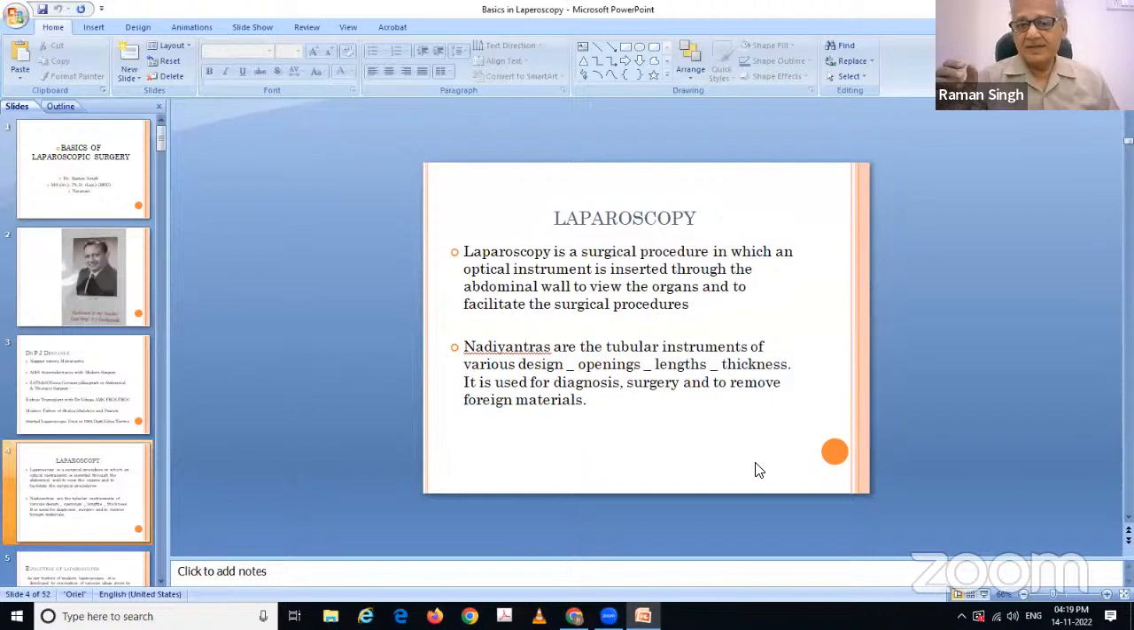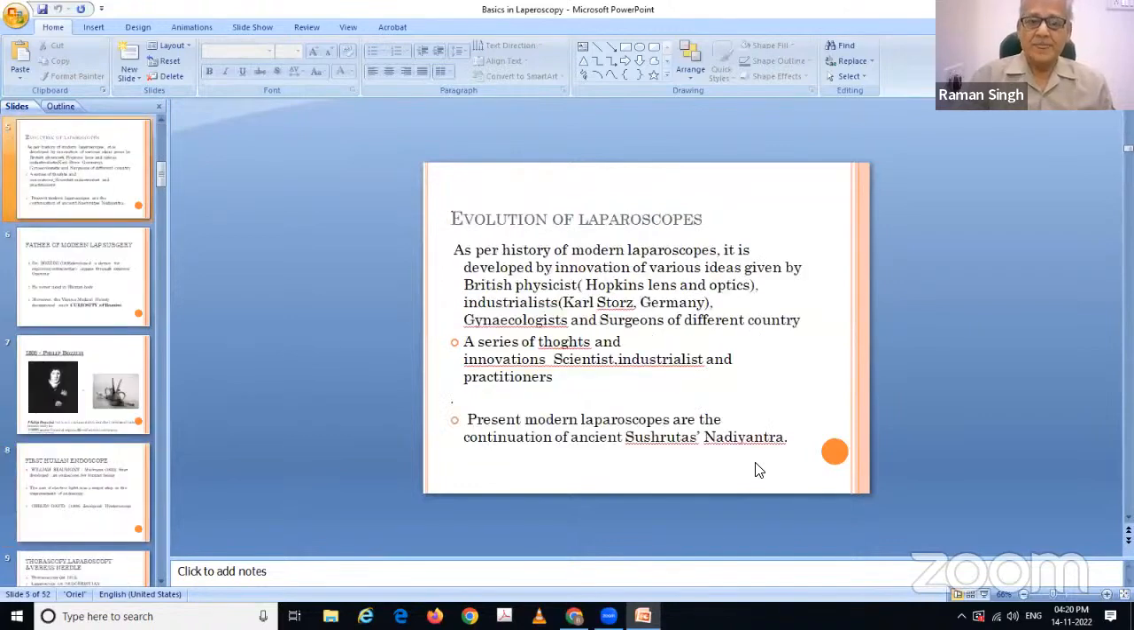And Dr. Deshpande asked me to read this sloka, and there is a total description of the laparoscope. Whatever laparoscope you are getting these days, the principles of the laparoscope are nothing other than what Sushruta described thousands of years ago. So laparoscopic surgery is nothing but a modification of the Nadi yantra that Sushruta described thousands of years before.